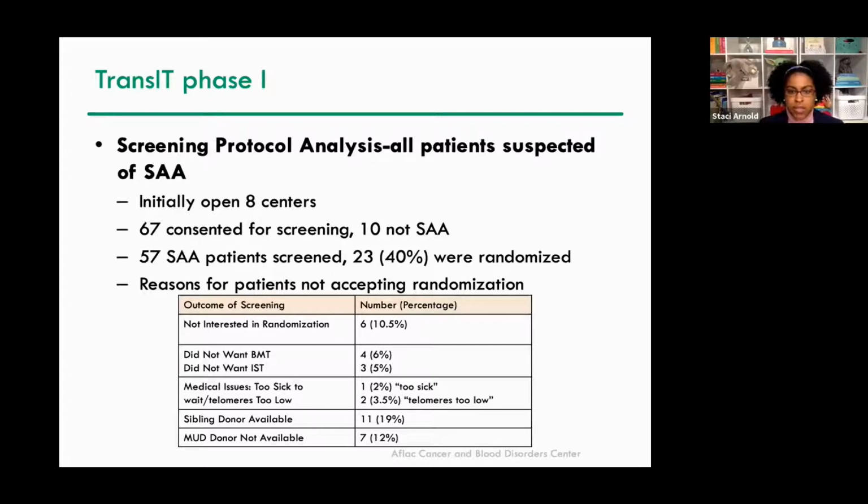Also, as I alluded to in the treatment algorithm, if you had a sibling donor, therefore you should pursue that treatment as well. So 11 of those patients exited the study and had sibling donor transplants. While unfortunately, we also had 7 patients who just did not have an unrelated donor available in the bone marrow transplant registry to proceed with the unrelated transplant option.